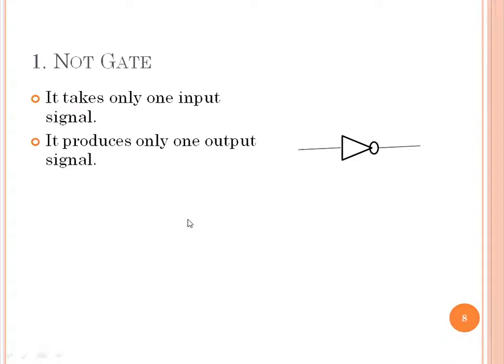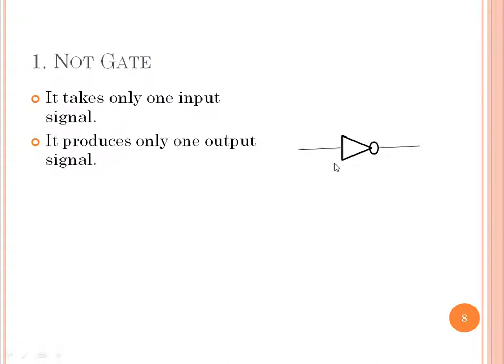Next, we have the NOT gate. Gates can be defined as an electronic circuit which takes input and in return will give you some output. The first gate that we have over here is the NOT gate. It will take only one input signal and will produce only one output signal as well.